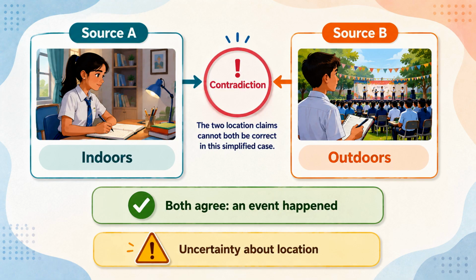Compare the same detail in both sources. Source A says the event was indoors, while Source B says it was outdoors. Those claims cannot both be correct in this simplified example, so they form a contradiction. The contradiction creates uncertainty about the location, but both sources still support the point that an event happened.